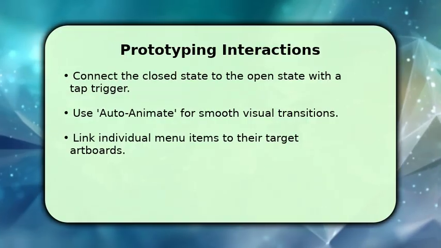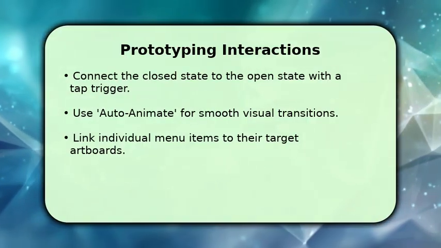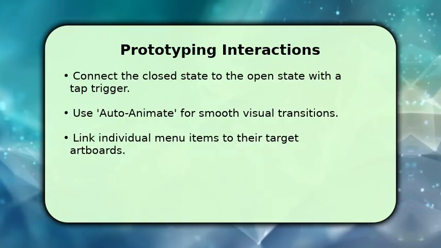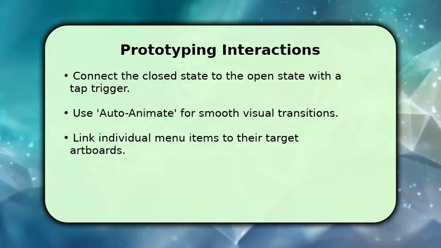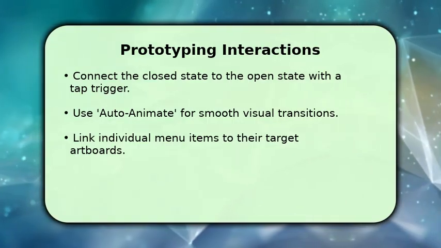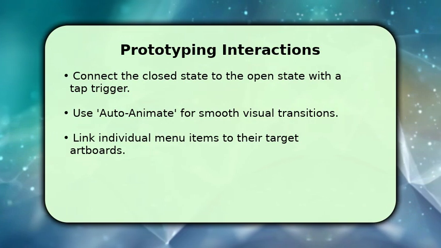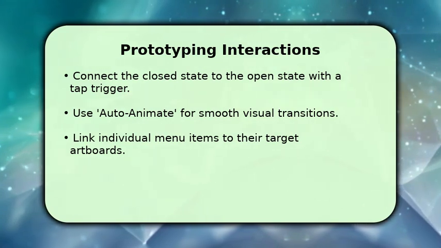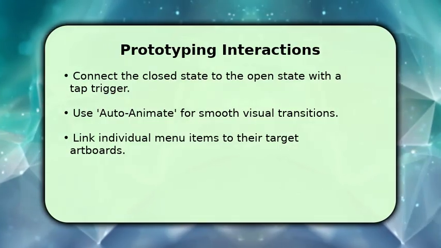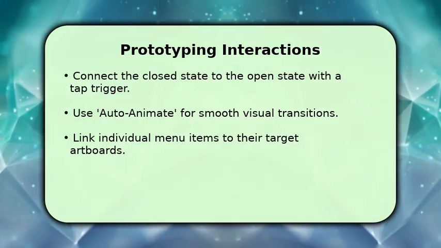Now, let's bring our drop-down to life with prototyping. Switch to prototype mode. From the closed state, drag a wire to the open state, setting the trigger to tap and the action to auto-animate. This creates a smooth transition when the button is tapped. For each individual menu item, link it to its respective destination artboard, ensuring a seamless user journey through your design.